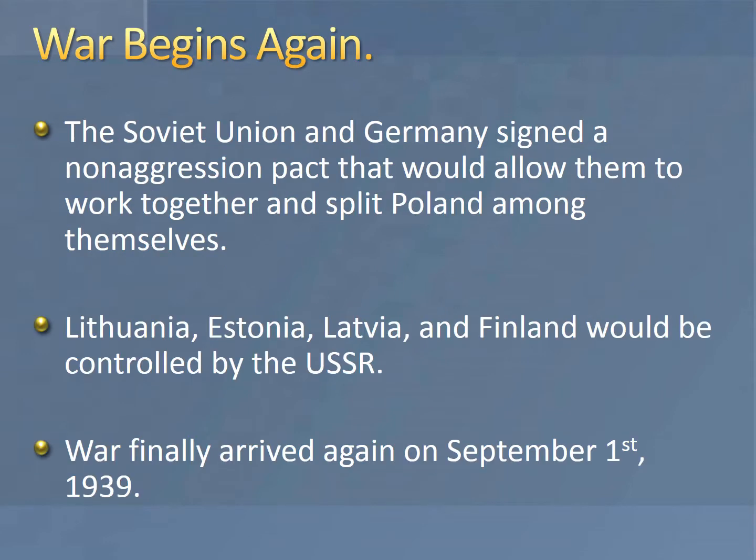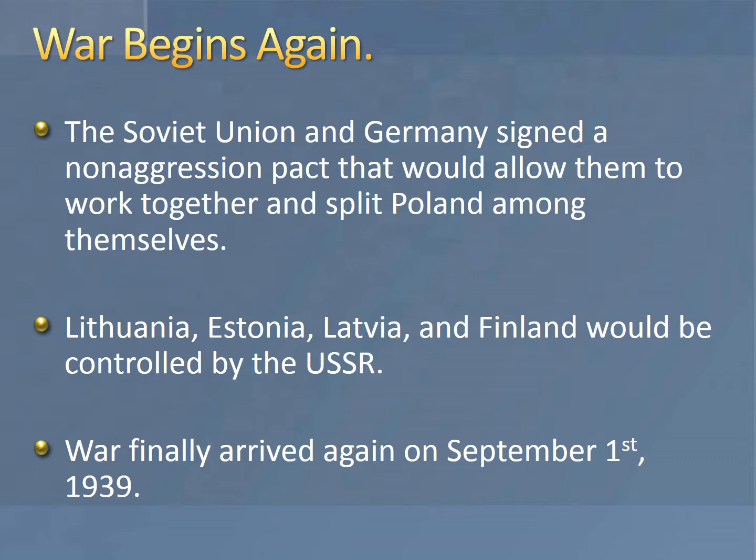Okay, so war begins again. The Soviet Union and Germany signed a non-aggression pact. Again, we talked about this a little bit previously, but just to refresh your memories and go over it again a little bit. This non-aggression pact would allow these two countries to work together and be able to split Poland among themselves. Also, the Soviet Union was going to be receiving Lithuania, Estonia, Latvia, and Finland. They would also be controlled by the USSR.